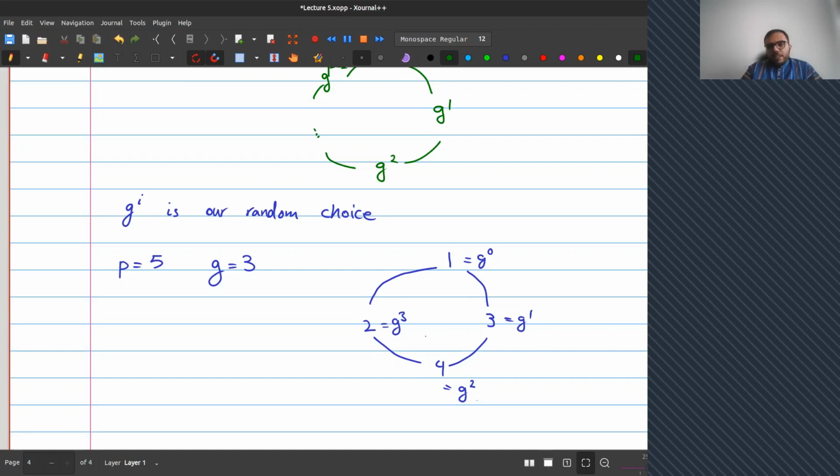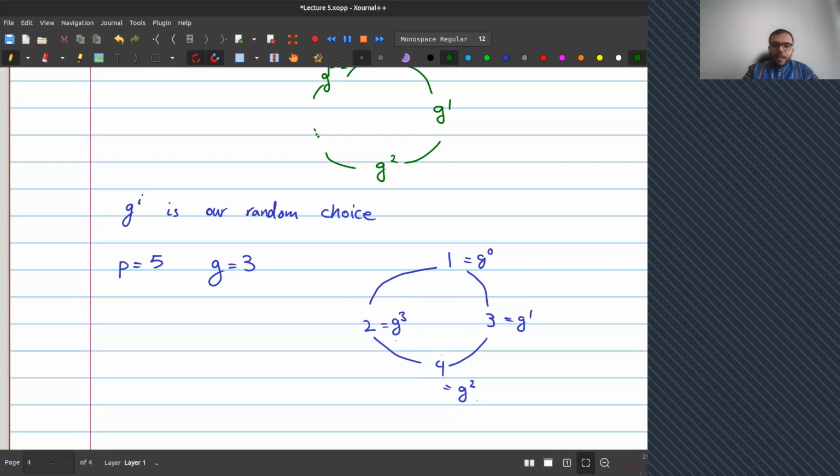Basically, that's like going through this cycle, but going two steps at a time, right? Because this is G squared. I'm starting here, and every time I'm multiplying by G squared, so every time I'm going two steps in this cycle. And of course, in this case, if I go two steps at a time, I will only see half of the cycle. I will not see all of the cycle. So that means that 4 is not a primitive root.